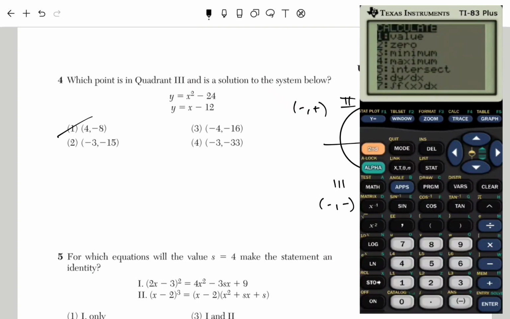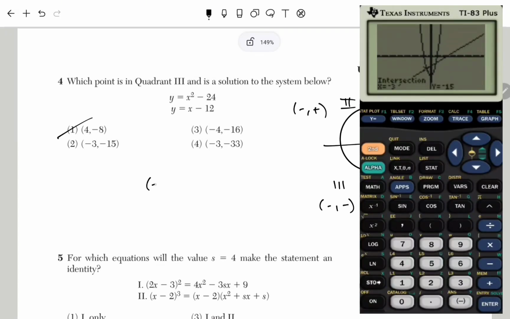I'm going to go to 5 and hit intersect. I'm going to my first curve, which is my parabola. I'm going to go to my line, which is my second curve. I'm going to estimate where they intersect. And I get my intersection to be -3, -15, which is answer choice number 2. That's how you solve question number 4.